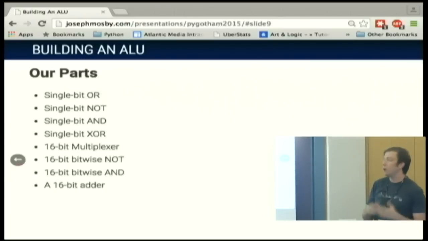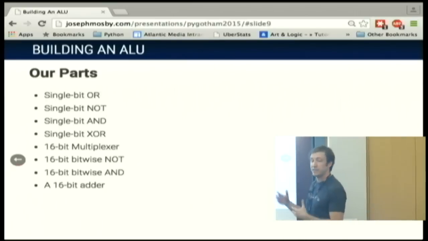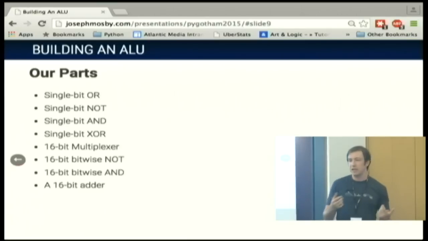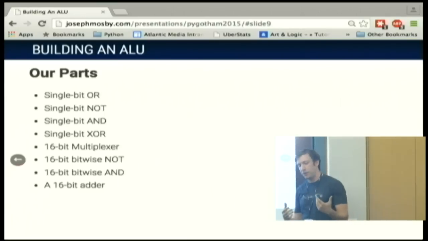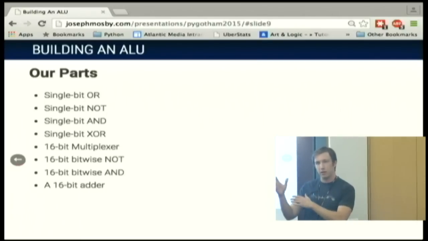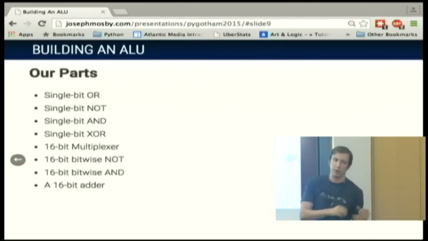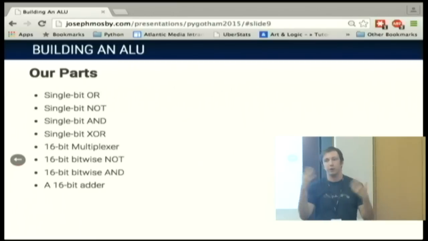A multiplexer is something that we don't regularly deal with, at least in these terms. But a multiplexer is basically an if statement. It says that if the value of a selector is 1, then we pick this number. If it's equal to 0, we pick the other number. It's just choosing between two binary numbers.